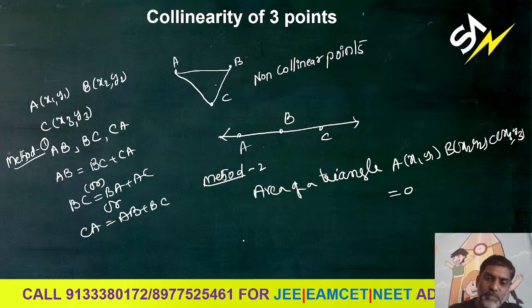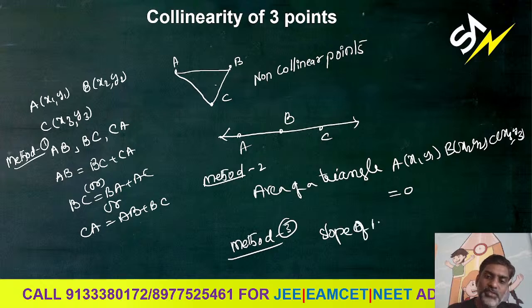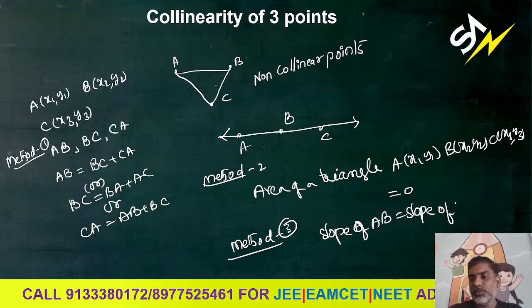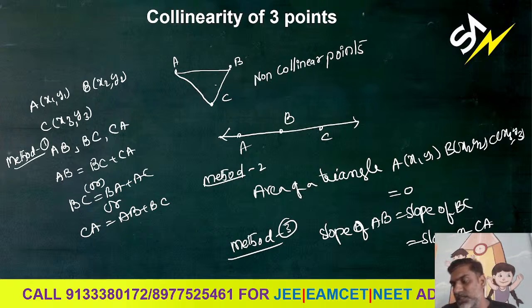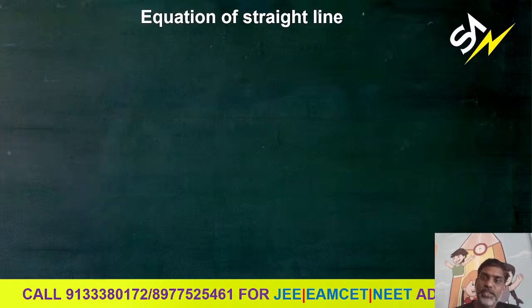And the next one is method number 3. What is method number 3? Slope of AB equals slope of BC, which equals slope of CA. Then we can say A, B, C are collinear points. These are the three different methods to show that the points are collinear. Clear?